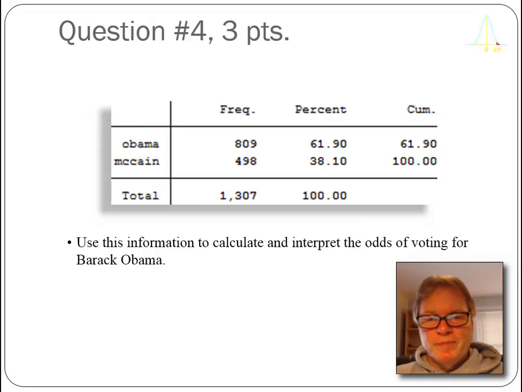Question number 4. We're going to give you a univariate frequency distribution and ask you to calculate and interpret odds of some event. In this case, I'm looking at outcomes of the presidential election, or who people voted for in 2008. We can see we have 809 people who voted for Barack Obama and 498 who voted for John McCain. Converting those frequencies to percentages allows us to calculate the odds.